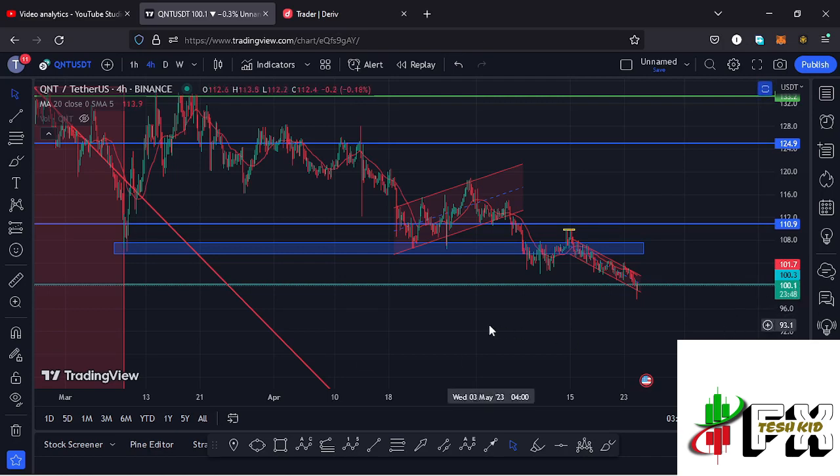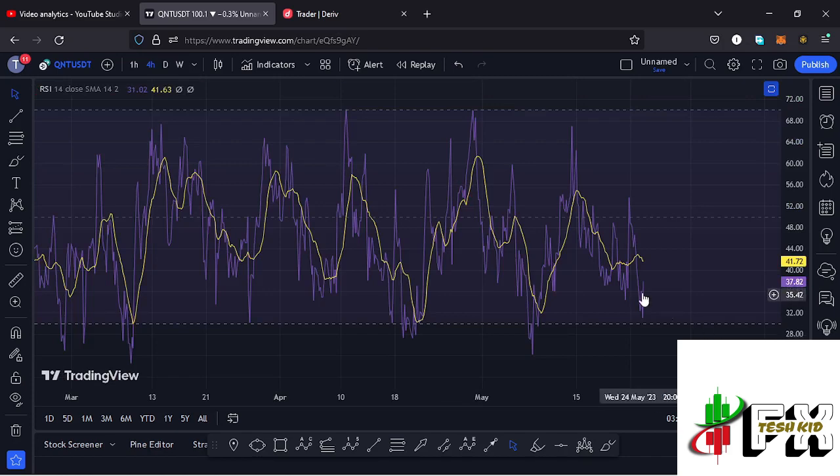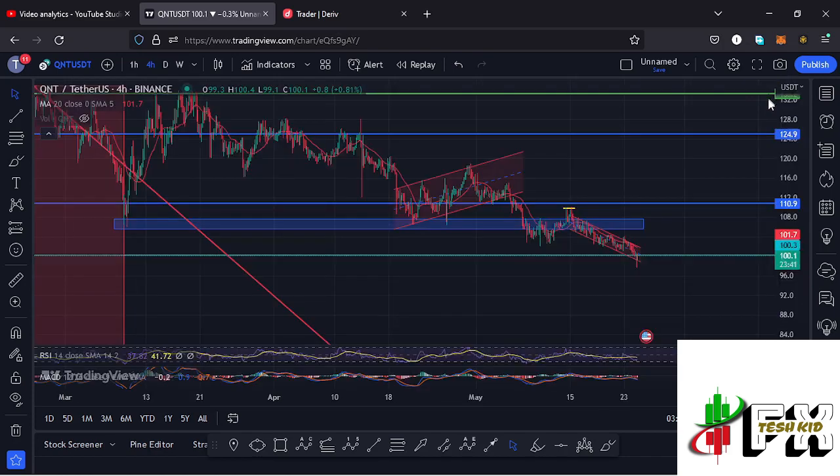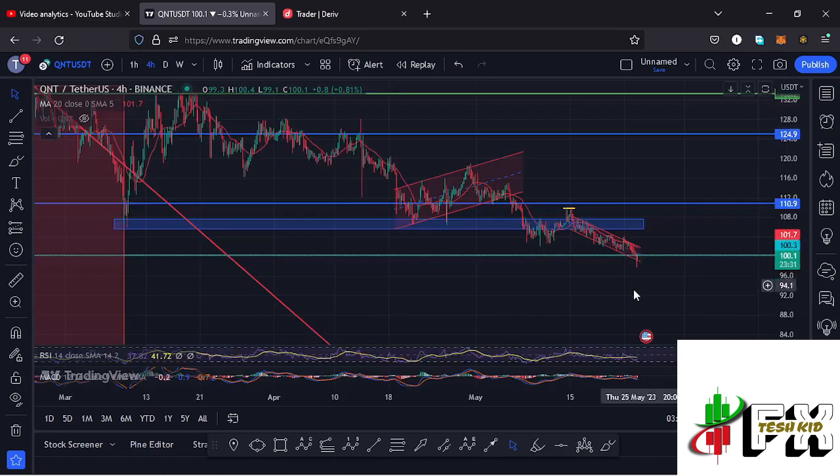Also taking a look at the indicators here on the RSI, we are trading at around the 37 mark. Also taking a look at the MACD, we have been able to print a bearish cross suggesting further breakdown. So let's be patient and see how that plays out, and I'll be keeping you updated.